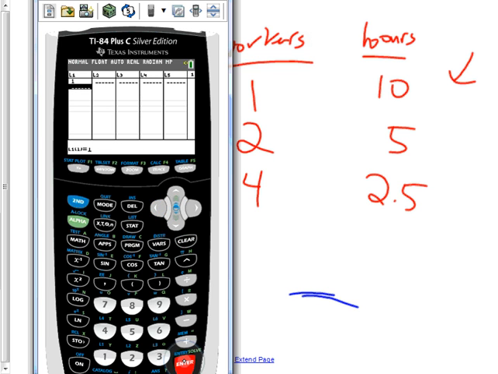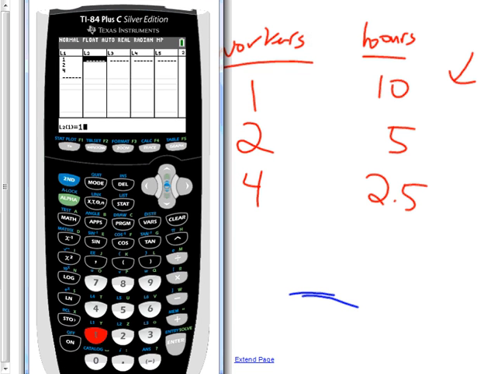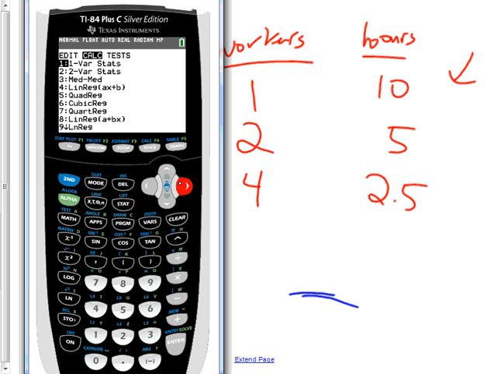1, enter, 2, enter, 4, enter. And then I go over here, and this is 10. I'll move this up a smidge. 10, enter, 5, enter, 2.5, enter. Okay, then we go to stat, calculate. A power regression is actually a long way down, so I'm going down to get there. There it is, power reg.